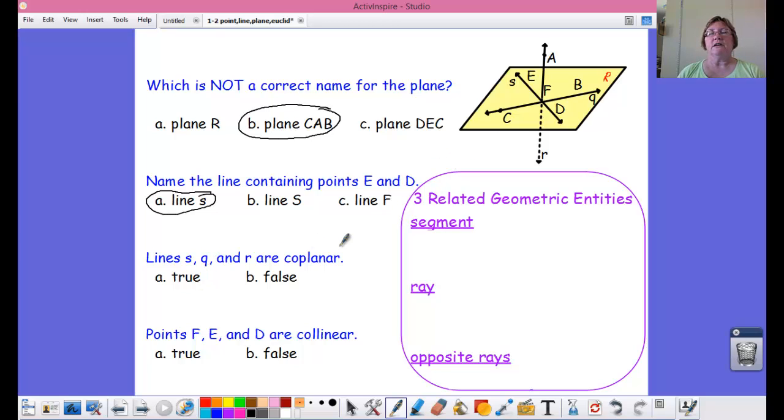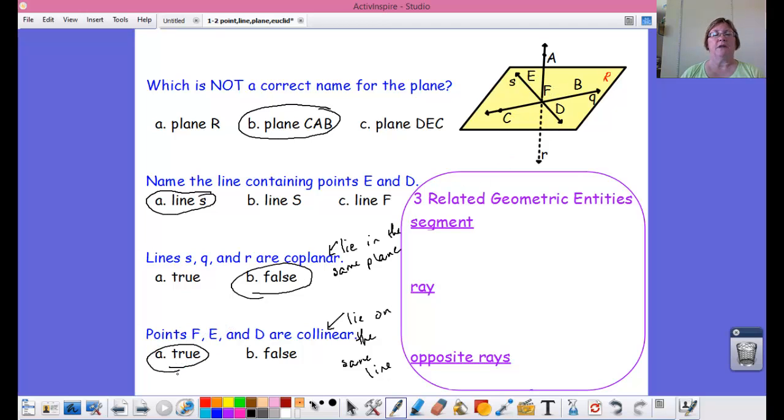The lines S, Q, and R are coplanar. That term means lie in the same plane. And I believe that that is not true. S and Q are in the same plane, but R goes through, as you can see. That is false. Points F, E, and D are collinear. That means lie on the same line. And as you look at our picture, F, E, and D do lie on the same line. That is true.